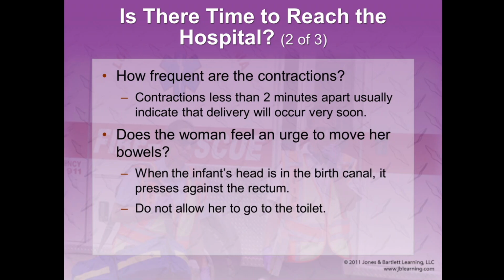We should also ask if the woman has an urge to move her bowels. If the woman has the urge to move her bowels and she wants to get up to go to the toilet, we want to recommend against that because usually that indicates that the infant's head is in the birth canal and it is pressed against the rectum. If that is the case, then we want to just make sure we don't see any crowning during contractions. Again, if we see crowning during contractions, that indicates that we are going to have a delivery soon and that we cannot transport her to the closest facility for delivery. We will be delivering on scene.